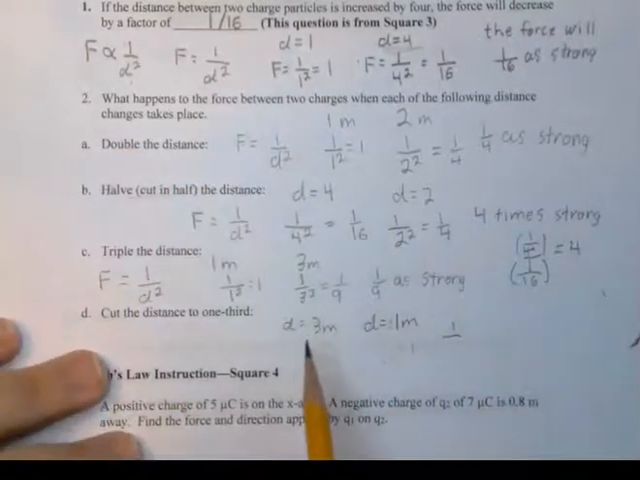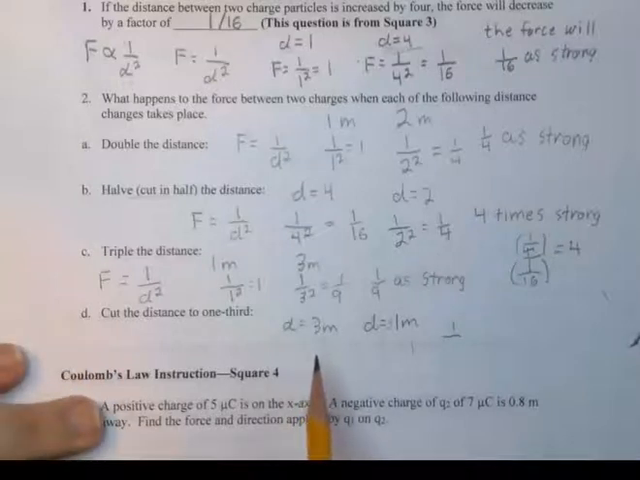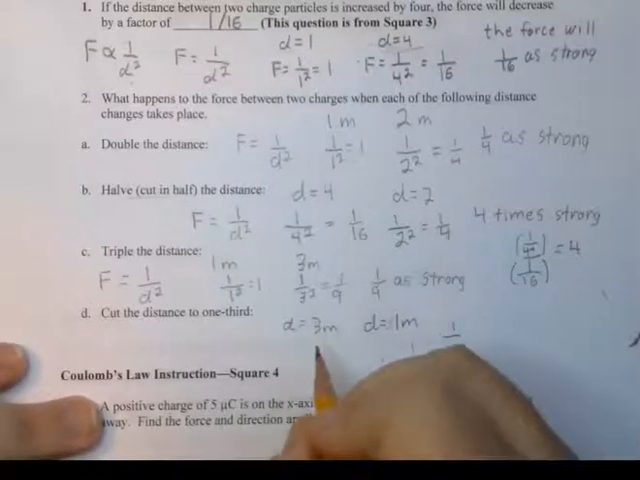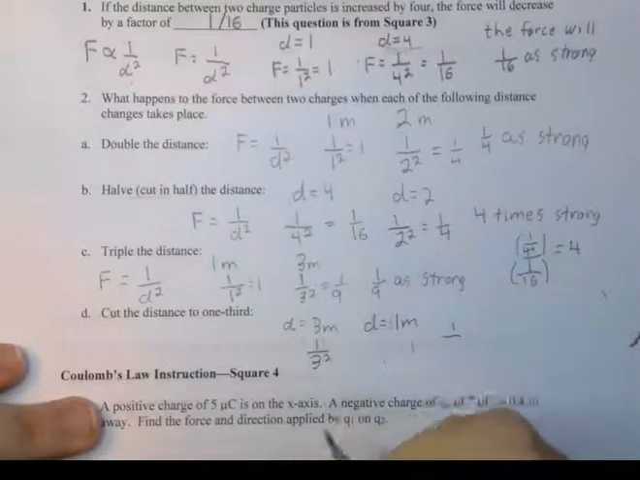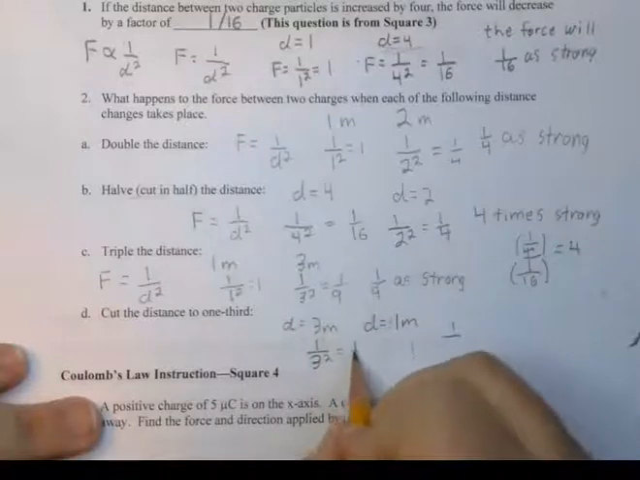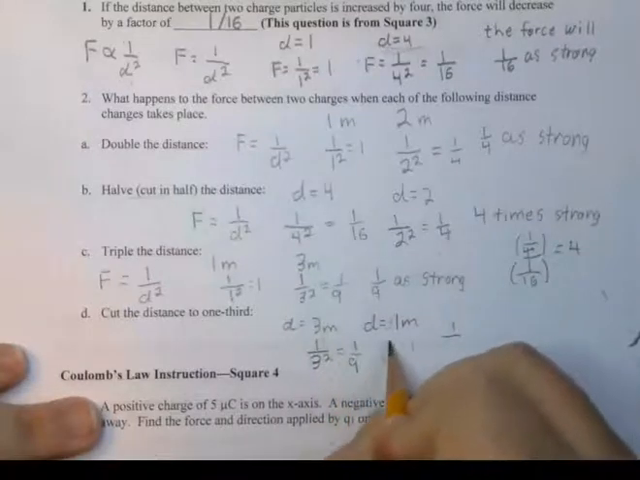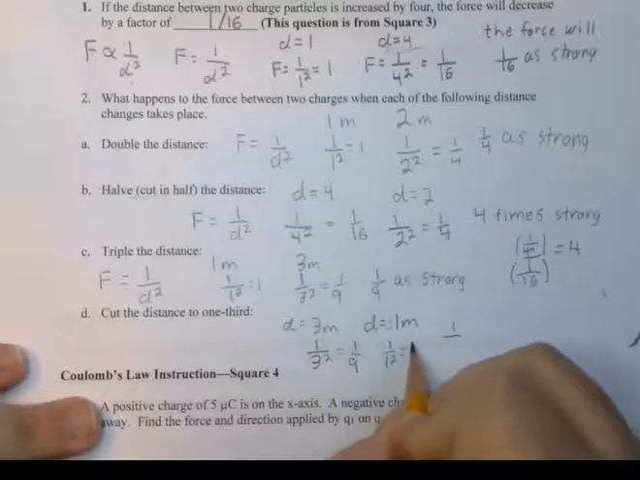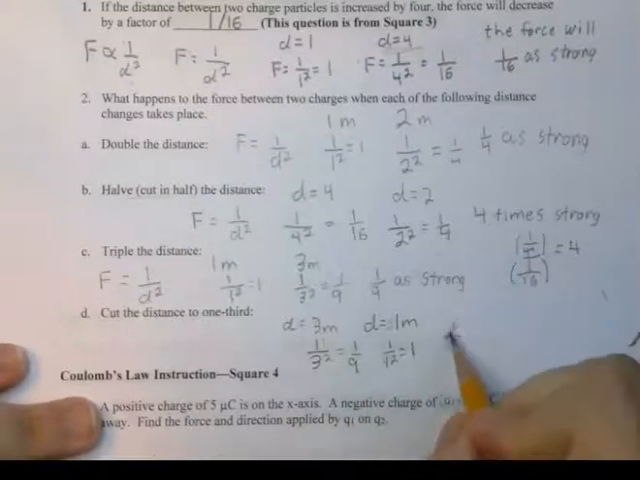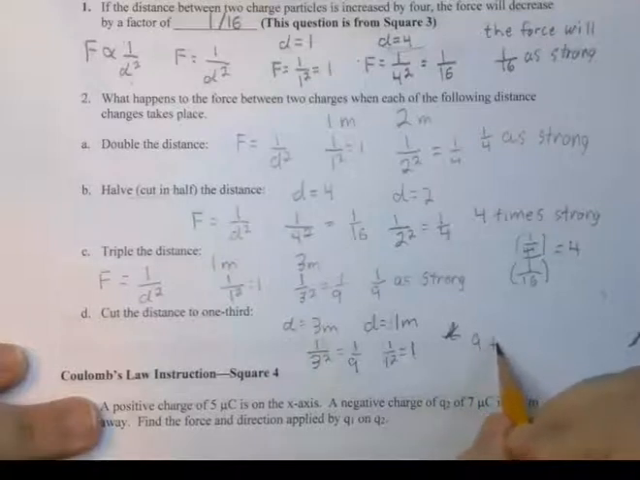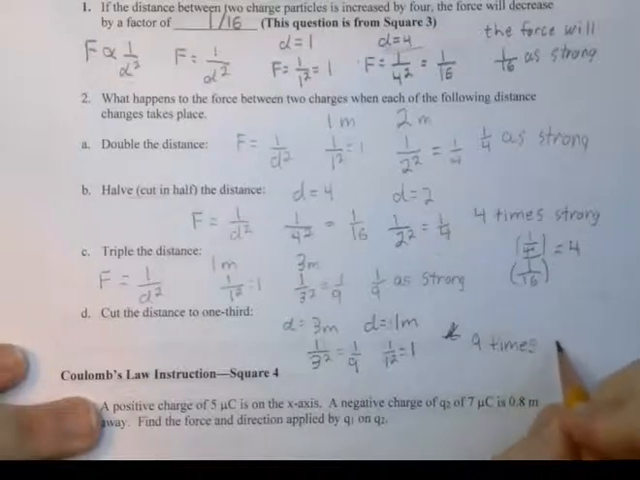Okay, so we're going to cut the distance to 1/3. So we start at 3 meters, we cut it down to 1 meter. So that's going to be 1 over 3 squared. That equals 1/9. And this one would be 1 over 1 squared. That equals 1. So going from 1/9 to 1 is 9 times stronger. 1 is 9 times greater than 1/9. So it is 9 times stronger. Again, as you bring something closer, it becomes stronger.